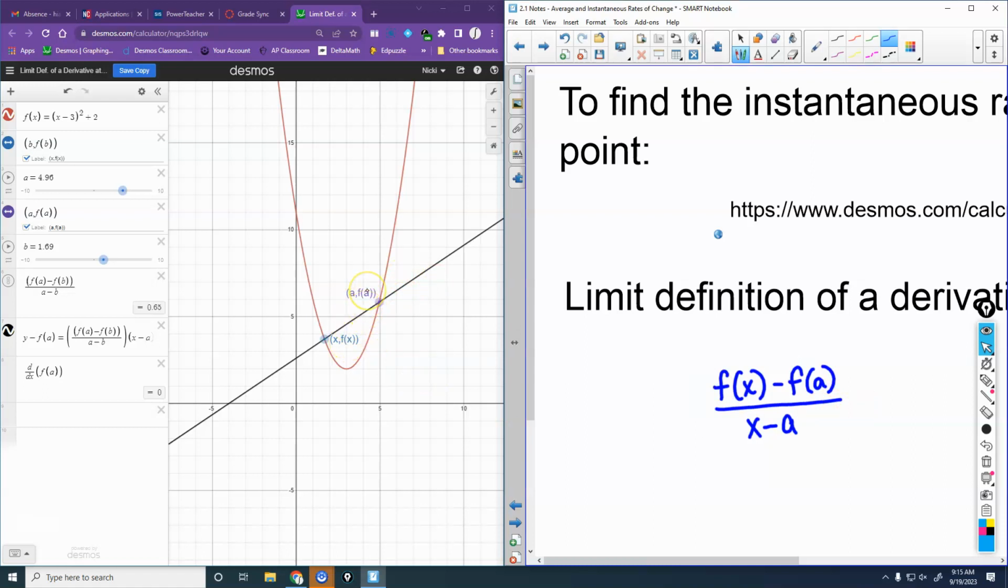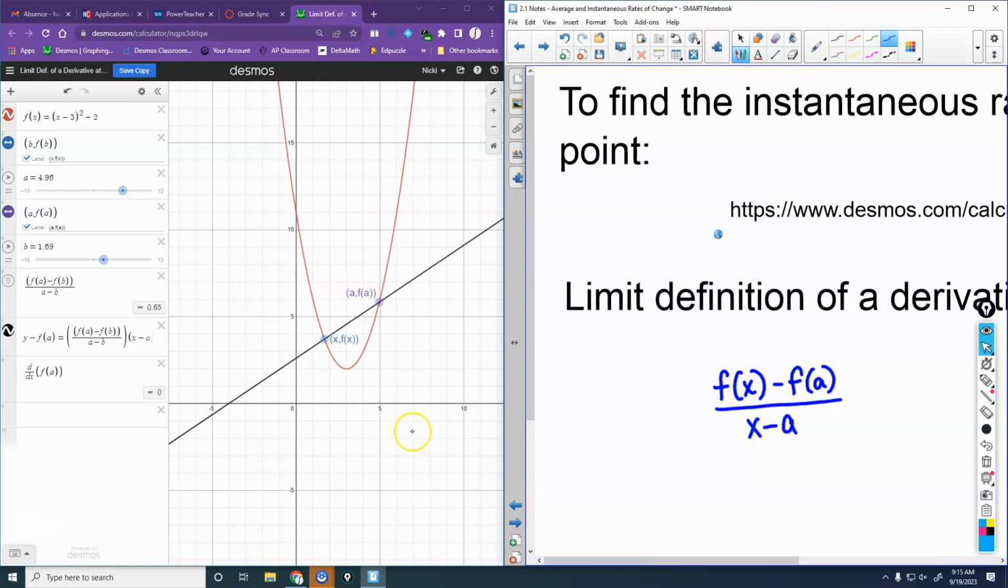F of x and f of a are my y coordinates. X and a are my x coordinates. So y is going top, x is going bottom. I could write this the other way. I could do f of a minus f of x over a minus x. You can do that if you want. It's more standard for books to put it this way, so I'm going to write it this way.